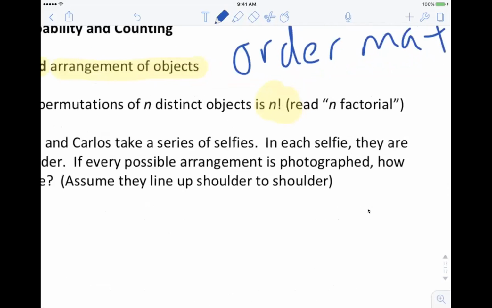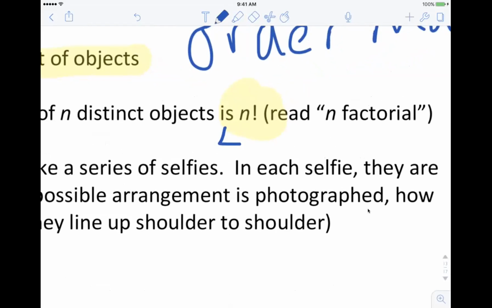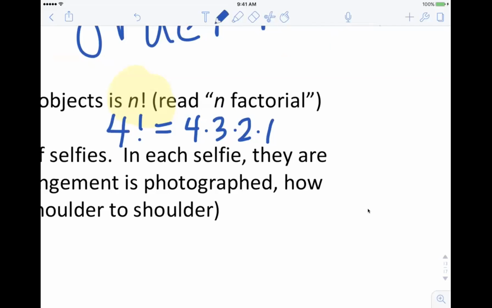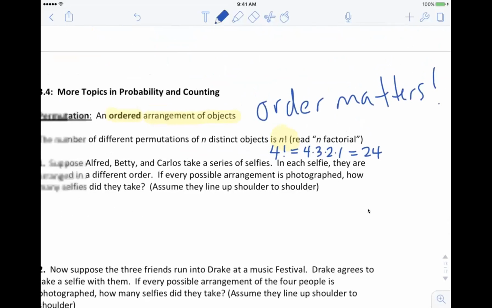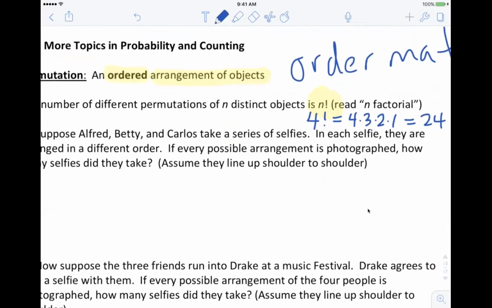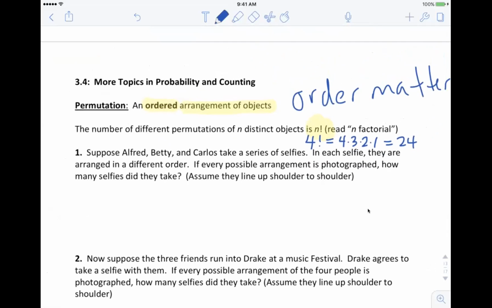If you haven't seen factorials before, here's a little example. For example, let's do 4 factorial. The way you calculate that is 4 times 3 times 2 times 1. So you start with the number, decrease it by 1 each time until you get down to 1, and then multiply them all together for the answer. So 4 factorial would equal 24. Okay, so let's look at some examples where we would have to use permutations.